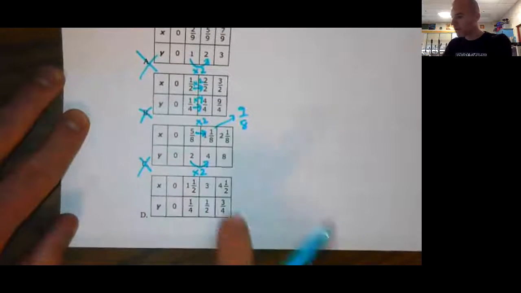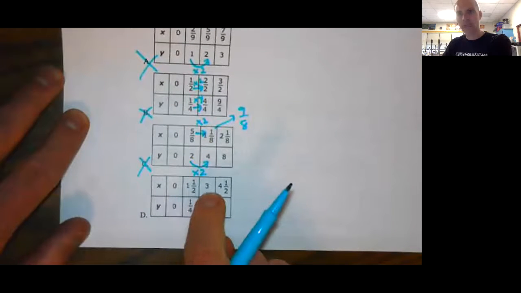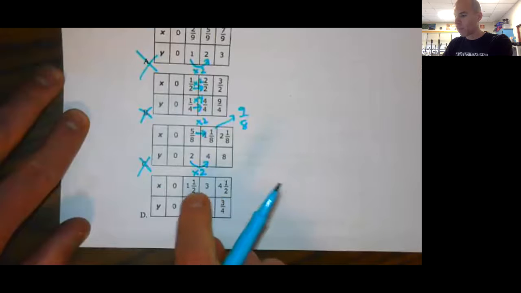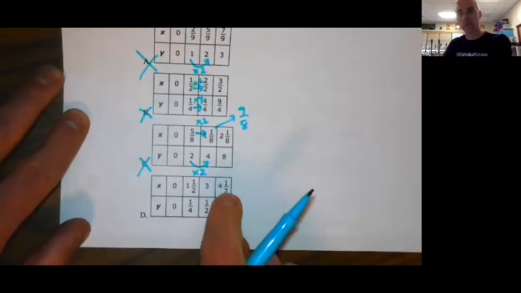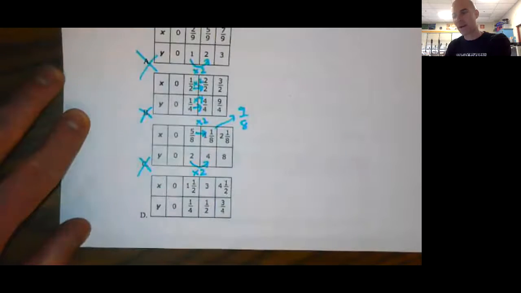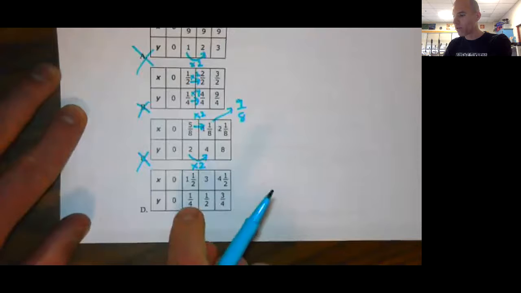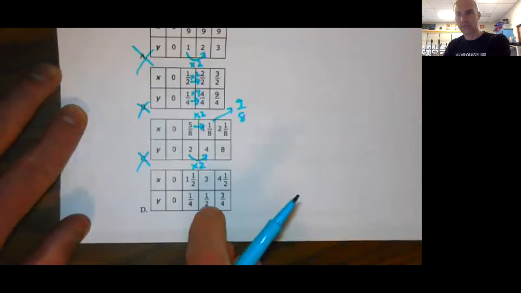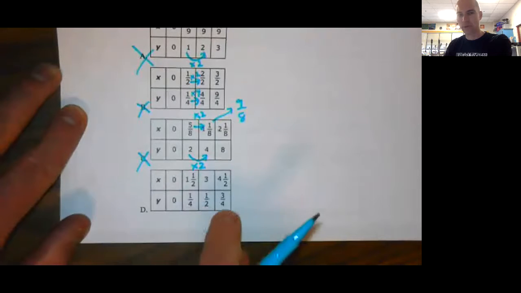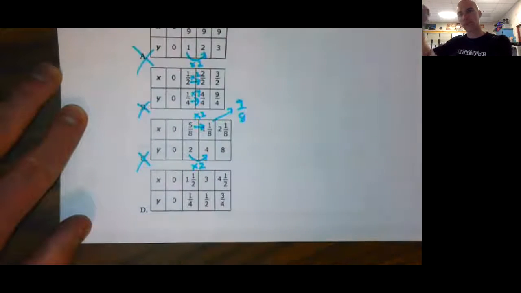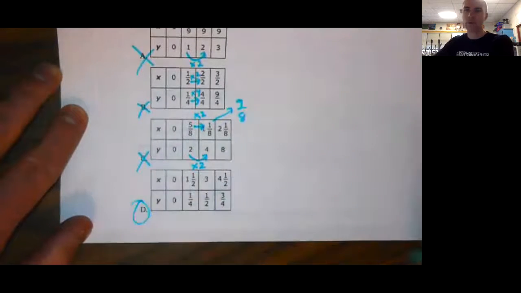Let's just check it though. 1.5 to 3 is a doubling, and 1.5 to 4.5 is a tripling. So let's see if we have the same pattern below. 1/4 to 1/2 is a doubling, and 1/4 to 3/4 is a tripling. And so the ratios are the same across the top and across the bottom. There's my proportional relationship.